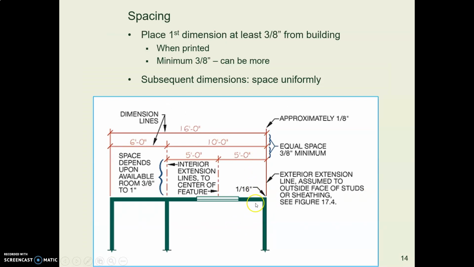You want to keep your dimension up away or out away from your building, have some space in there. And when you print your drawing or when you're looking at paper space, that space should be at least 3/8 of an inch away from the building. It can be farther, it just shouldn't be closer.